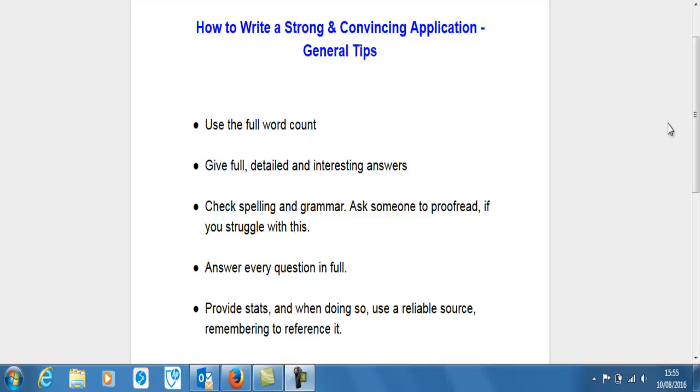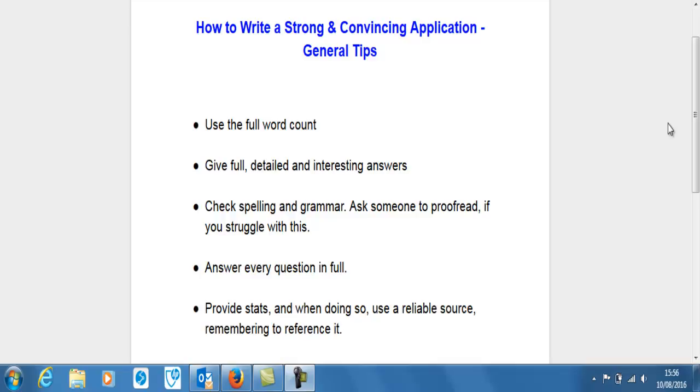Second general tip, give full, detailed and interesting answers. What do I mean by that? Because you're aware of your idea and you are fully versed in understanding every aspect of it, you might forget that other people you're explaining it to aren't. So try to put yourself in their shoes, and whenever you're explaining anything about your idea, make sure you give as much detail as possible. Just remember, this person has probably never thought of or heard of your idea before.